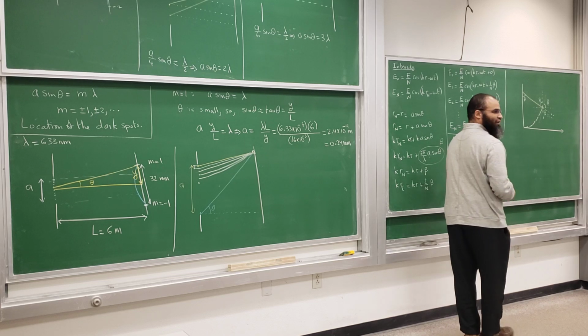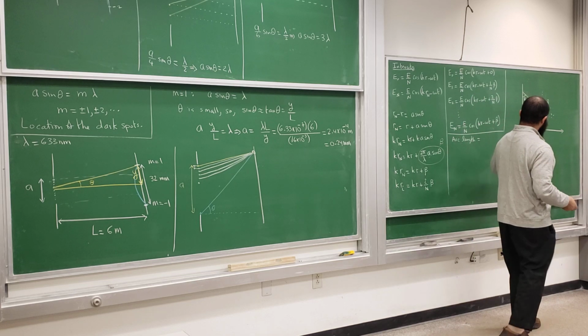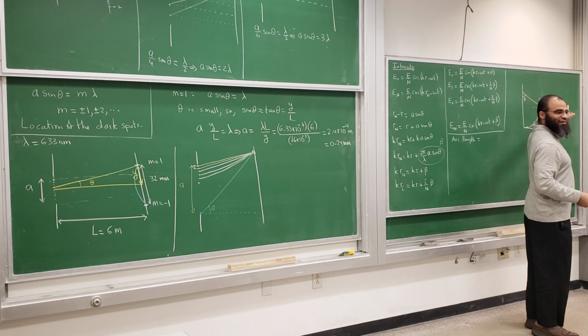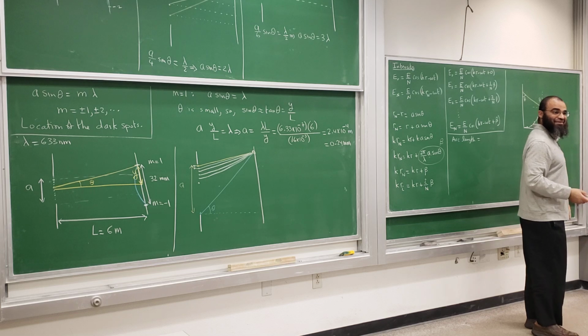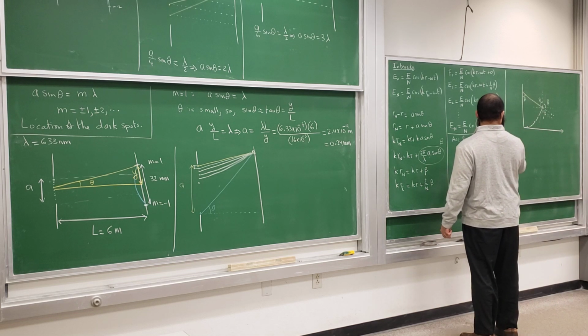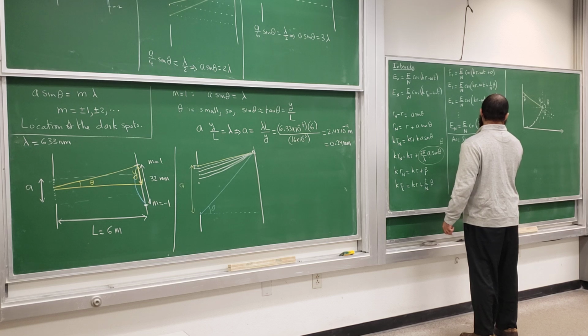How long is that arc length? How long is each segment? E over n. And I have n of them, so what's the total? E. Yeah, so the arc length is just E. Each little arrow is E over n. So I have n of them, so the total arc length is E.